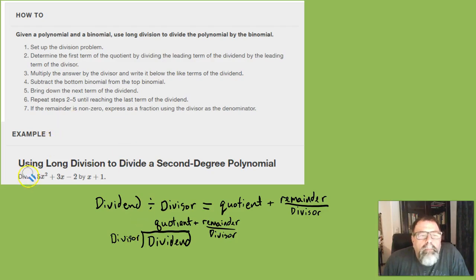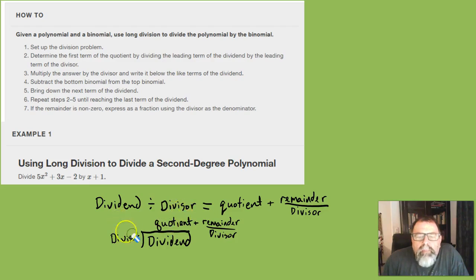Okay, let's look at example 1 here. Use long division to divide a second degree polynomial. So divide 5x squared plus 3x minus 2 by x plus 1. And I just wrote this down here to remind you when you have a problem. The first number is the dividend divided by the divisor.